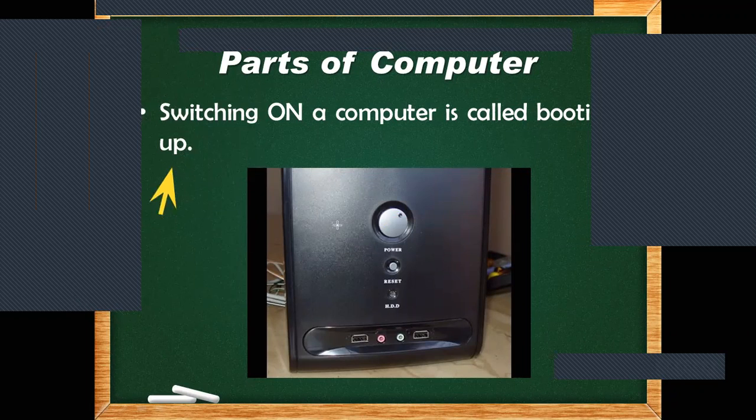The spelling for booting up is easy. It's B-O-O-T, boot. I-N-G, booting. Up, U-P. So booting up. Switching on a computer is called booting up.